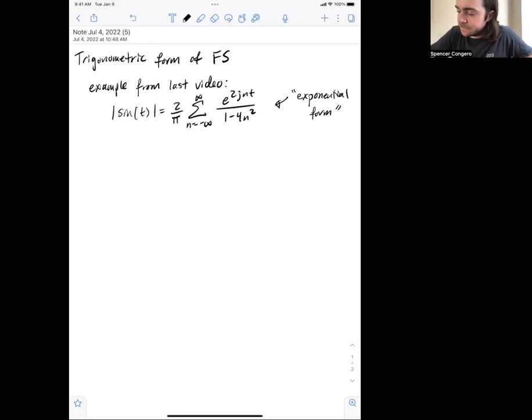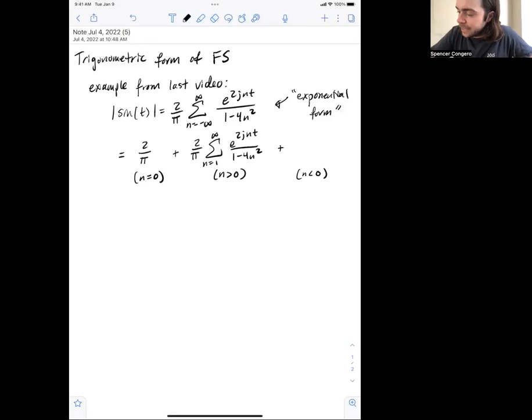And the way I'm going to do it is I'm going to actually split up this sum into the n equals 0 term, all the terms where n is positive, and all the terms where n is negative. I'm going to do that first. So when n is 0, I just get 1 over 1. So I just have that 2 over pi plus, what happens when n is positive? Well, then I'm going to have 2 over pi times the sum n is 1 to infinity of e to the 2j nt over 1 minus 4n squared.